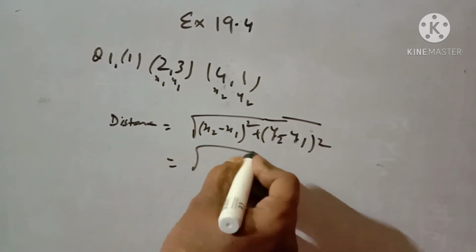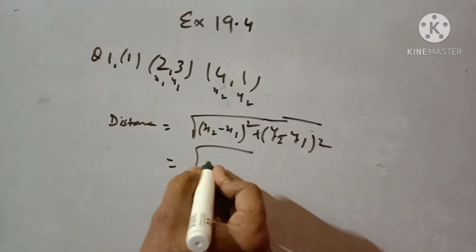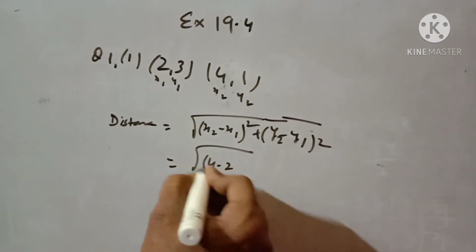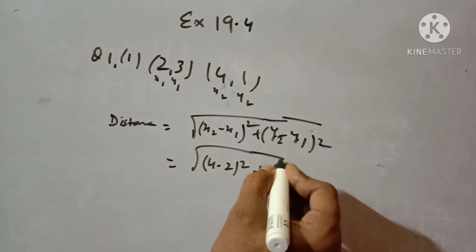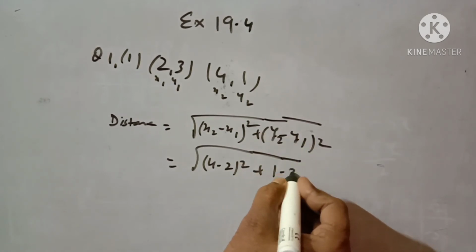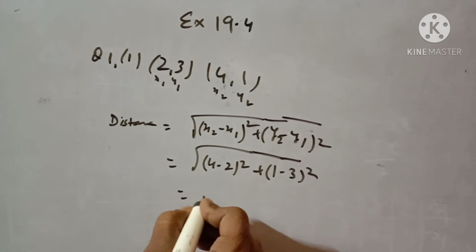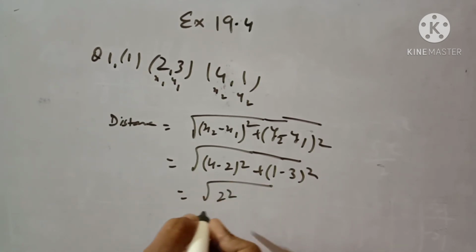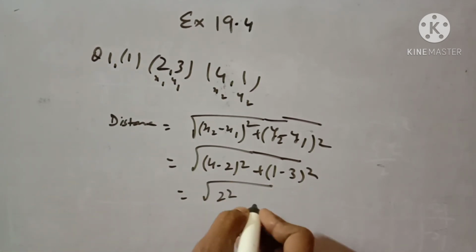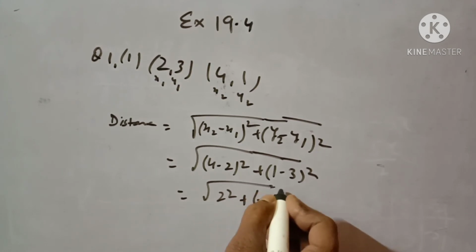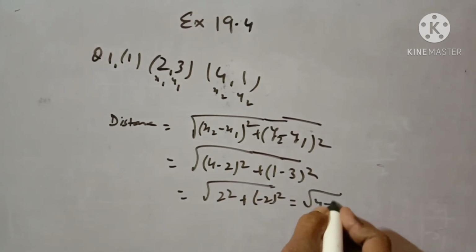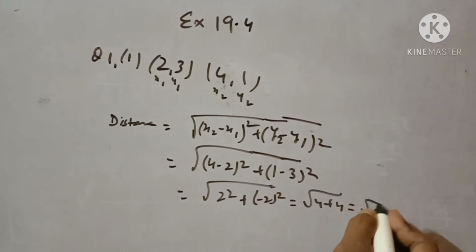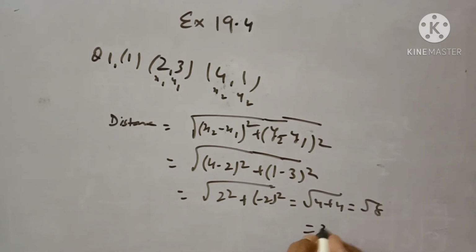So our x2 is 4. 4 minus 2 whole square plus 1 minus 3 whole square. It will come 2 square plus minus 2 square, equal to 4 plus 4, equal to root under 8. Root under 8 we can write as 4 into 2, that is 2 root 2. So the distance will be 2 root 2. This is our required answer. Write down please.